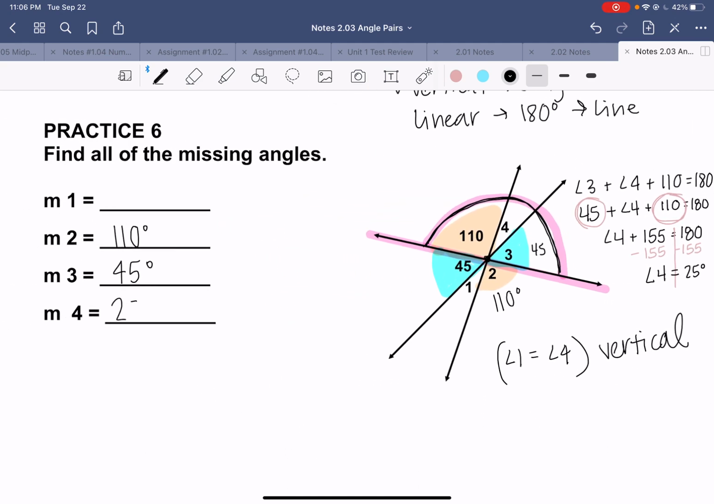All right, if angle 4 is 25 degrees, that means angle 1 is also 25 degrees. And what you can do is make sure that all those add together and equal 180. So 110 plus 25 plus 45 does equal 180, and you are on the money.